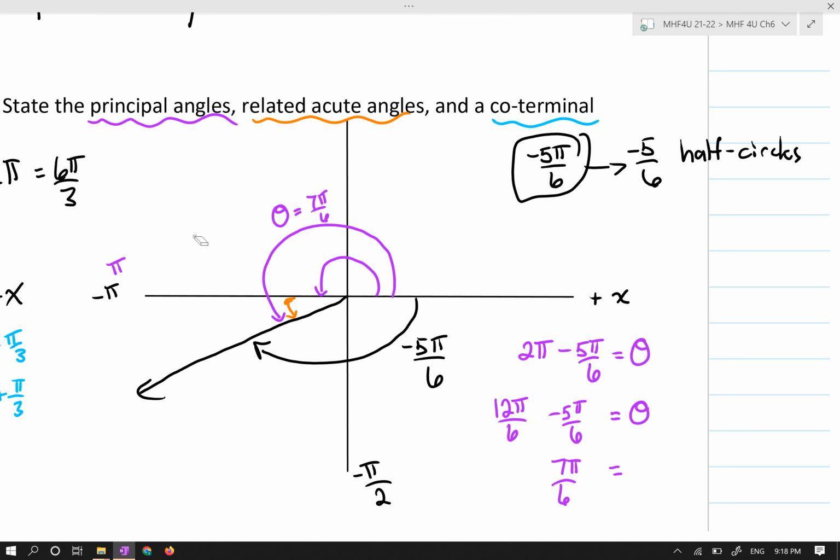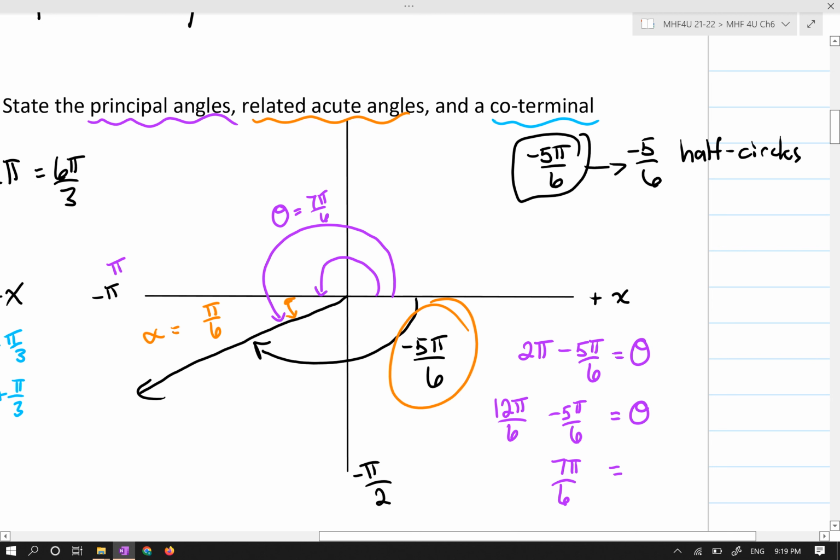I could say, okay, well this I know is negative 5 pi over 6, but all the way around would have been negative pi. So that means what's left in between? Well, that's pi over 6. If I'm working in the other direction, I go around by pi units, and then I have to go around a little bit more, and it's that little bit more that I'm looking for. How much is that? Well, if I go around by pi, and I still have one more pi over 6, then what I'm working with is pi over 6. That's my related acute angle.